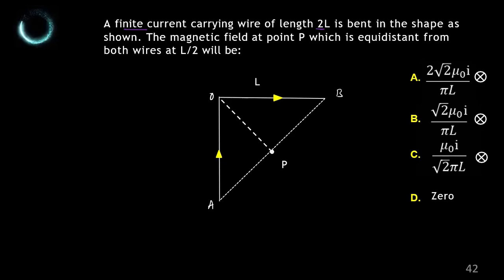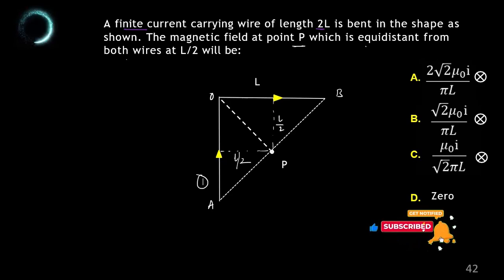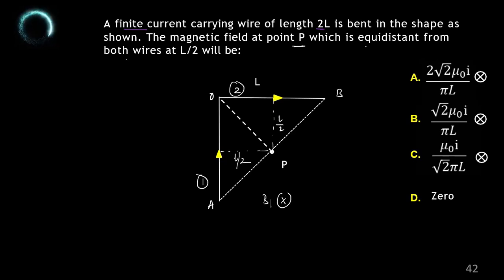So one wire is AO, another wire is BO, and you want to calculate the magnetic field at point P, which is equidistant from both the wires at L by 2. That means this distance is L by 2, this is L by 2, and this is also L. So for the AO wire, let us call it wire number 1, I1, V1 should be cross. Similarly, for wire number 2, I2, V2 should again be cross.